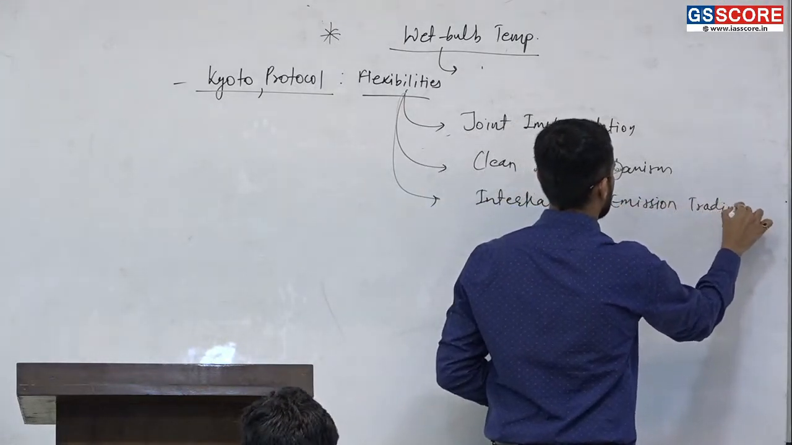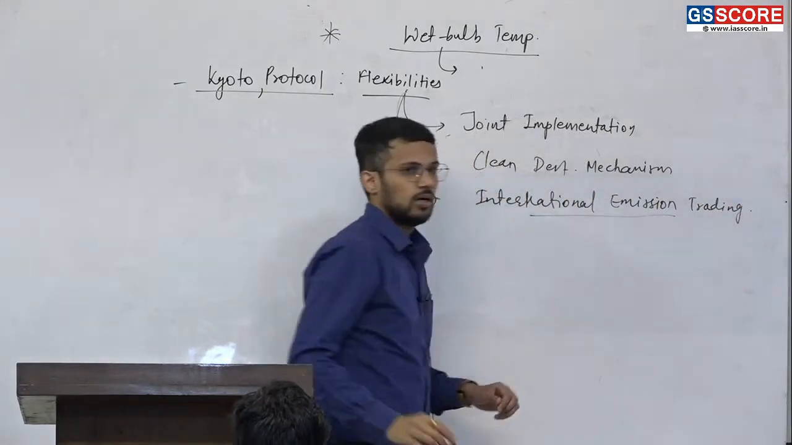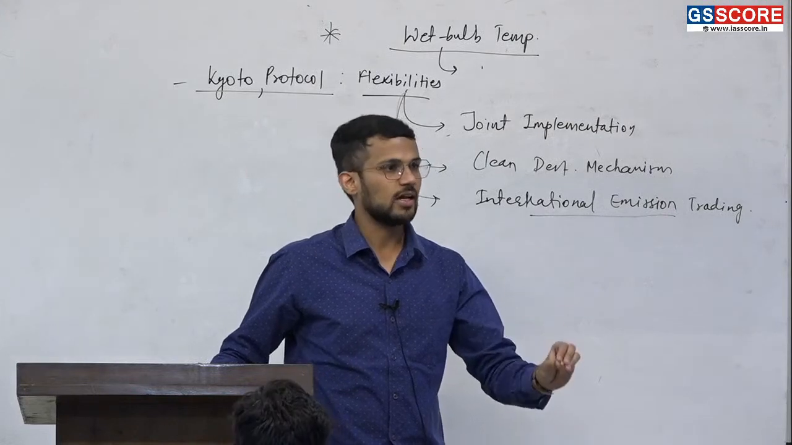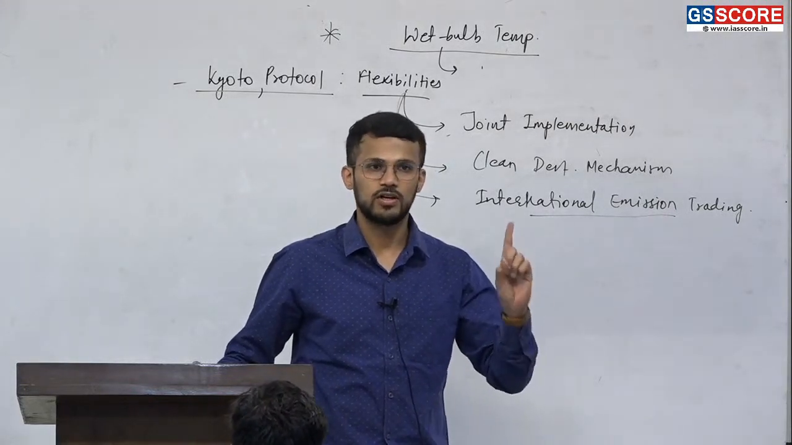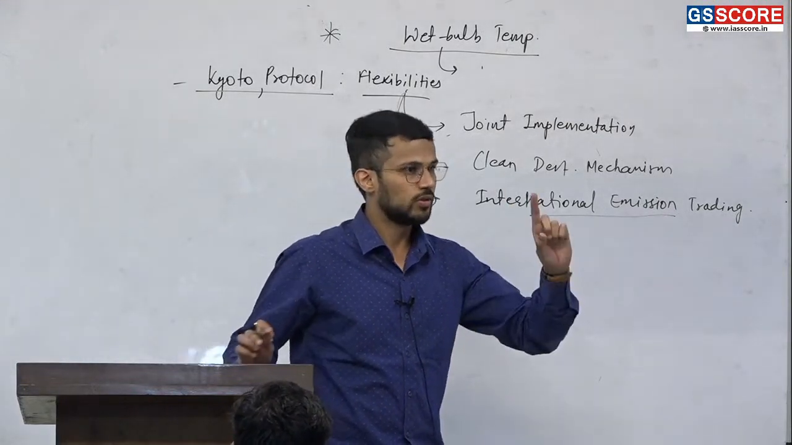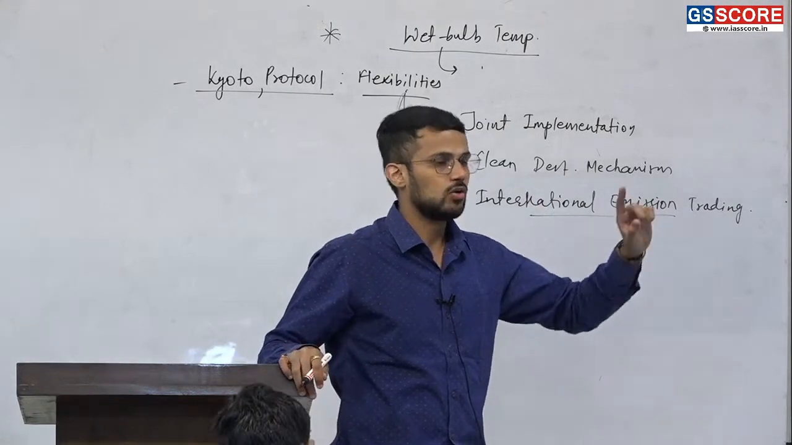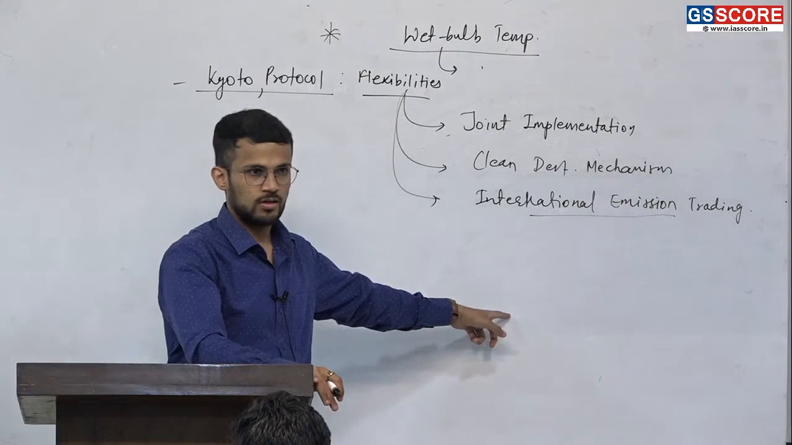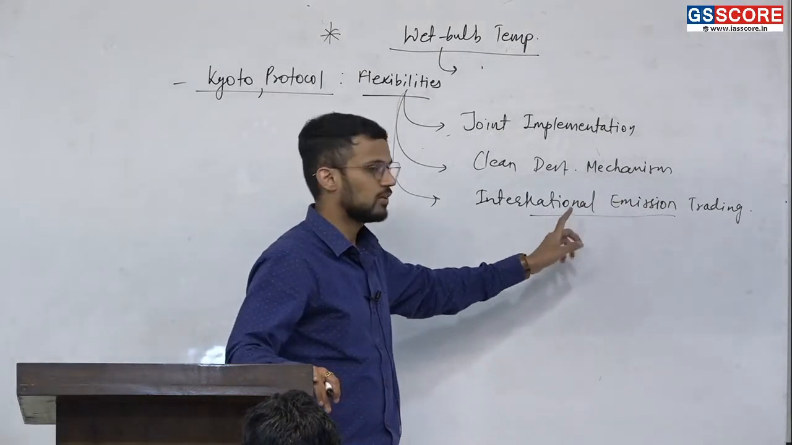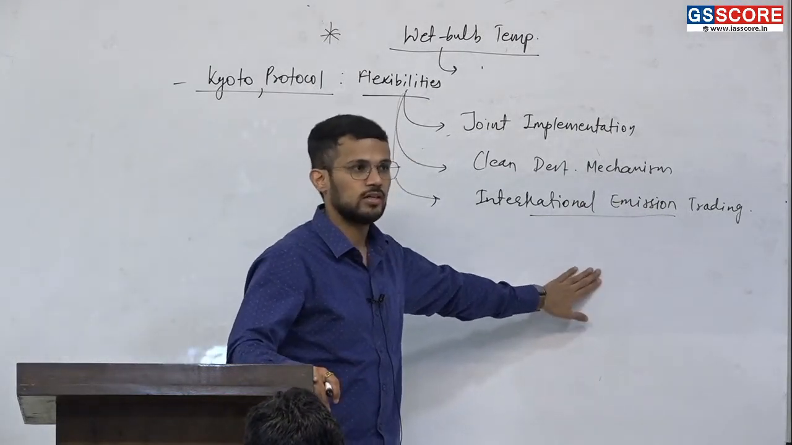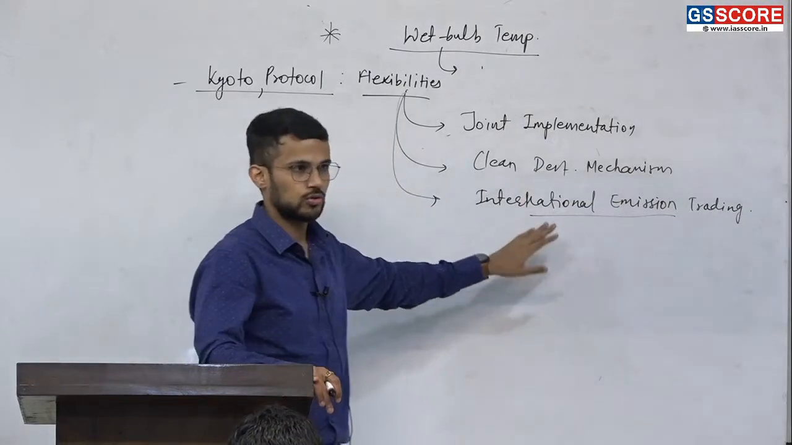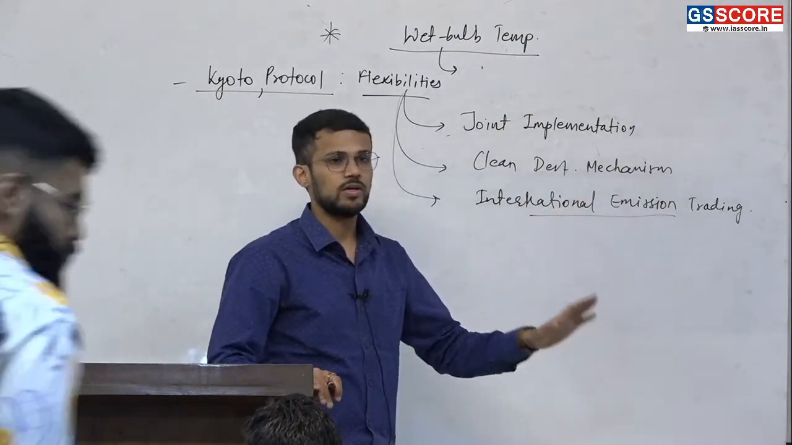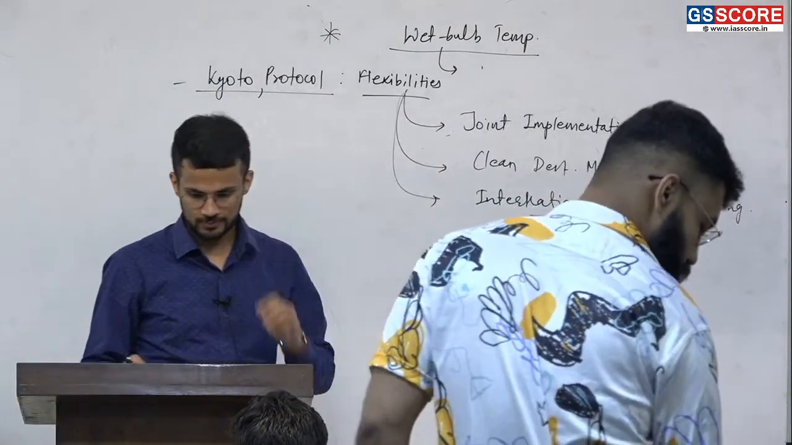International emission trading. Those who are able to achieve more emission reductions, they can trade their emission reduction certificates with those countries which have not met their targets under Kyoto. Right? So that is what is international emission trading, which is there in Kyoto Protocol. So a similar mechanism will be used in perform, achieve and trade. Fine.